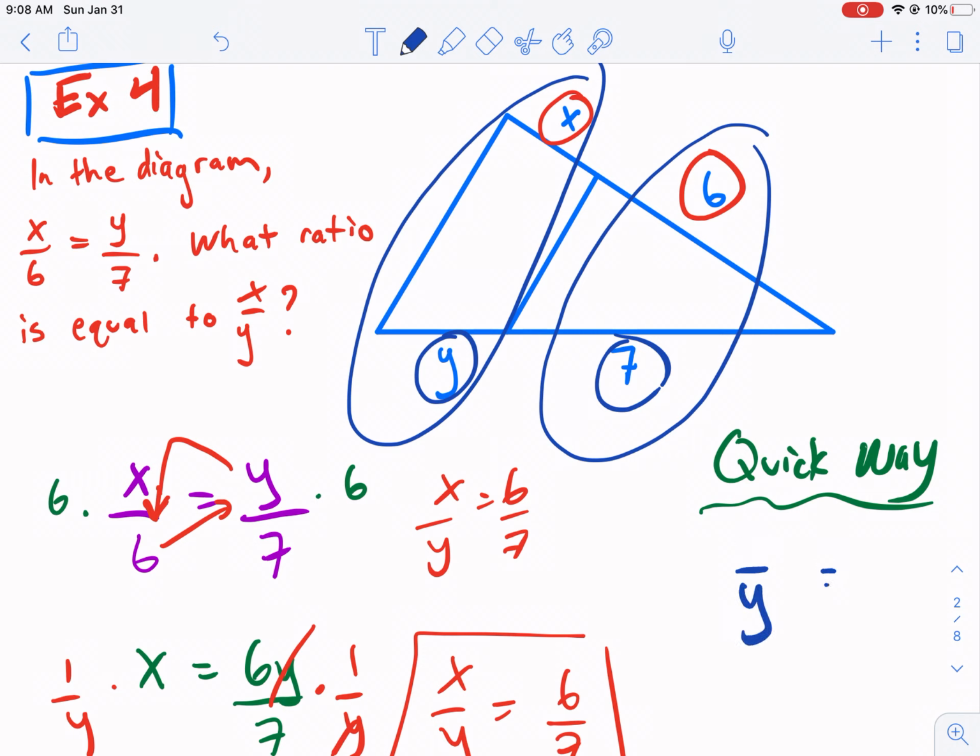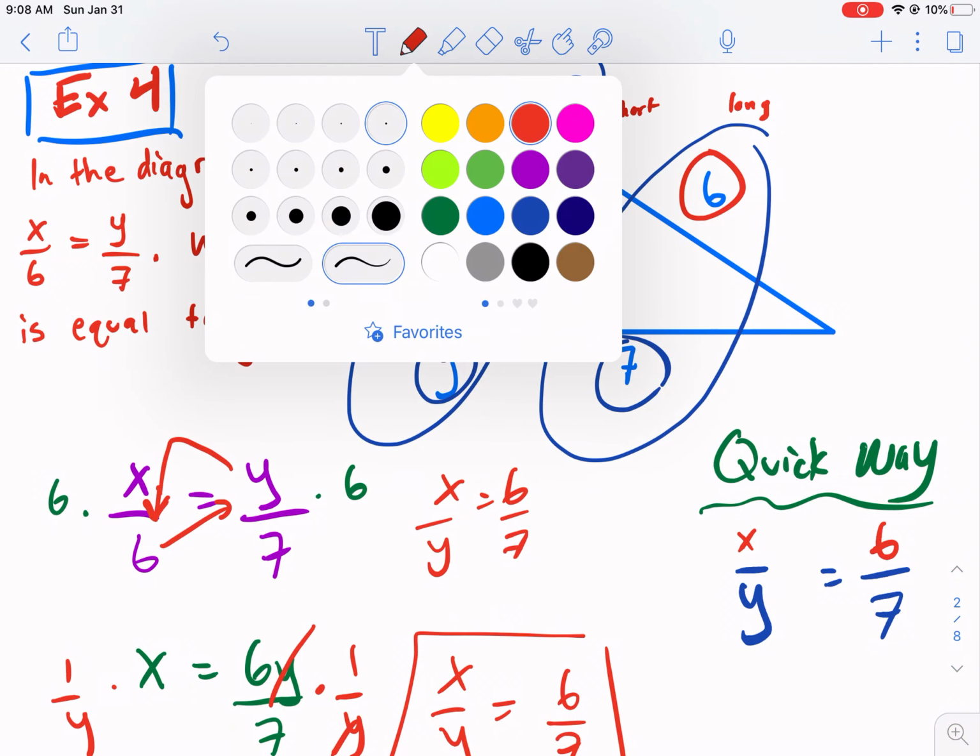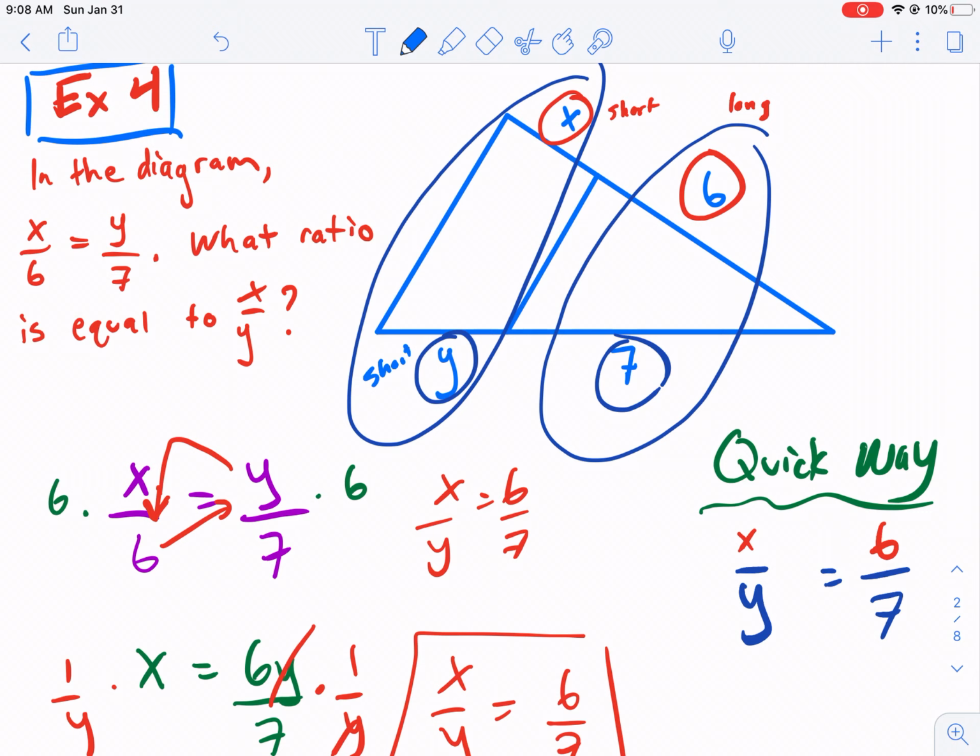So we can just say, the quick way, x over y is going to be equal to 6 over 7, because before we were comparing the short side to the long side. Again, this is the short side, the bottom side, to the long side. This is a short segment, and this is a longer segment. That's what I'm saying.